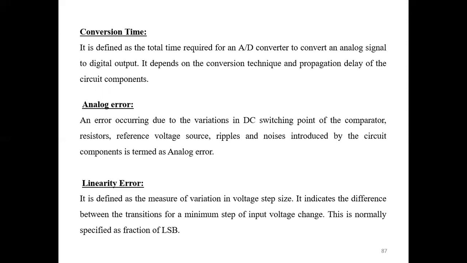Then analog error: the error occurring due to variations in the DC switching point of the comparator, resistor, reference voltage source, or ripple and noise introduced by the circuit components is termed as analog error. It is defined as the measure of variations in voltage step size. It indicates the difference between the transition for a minimum step of input voltage change. This is normally specified as a fraction of LSB.